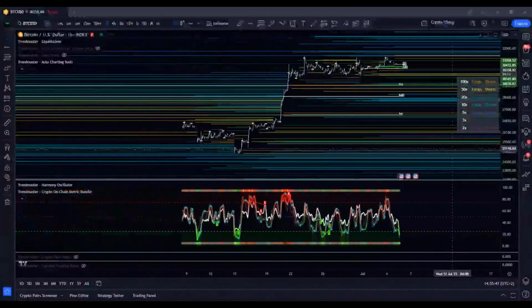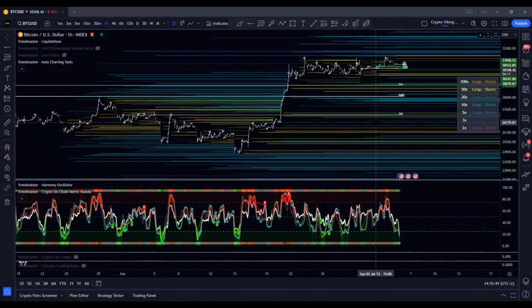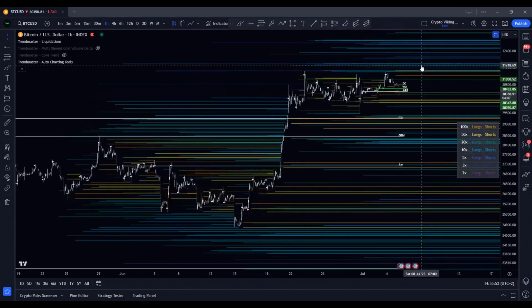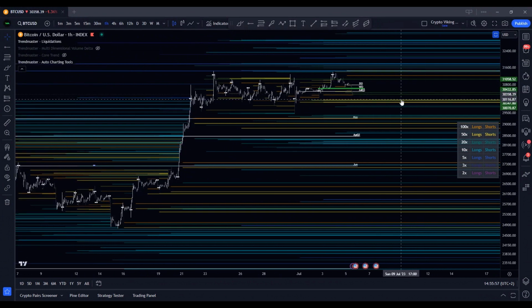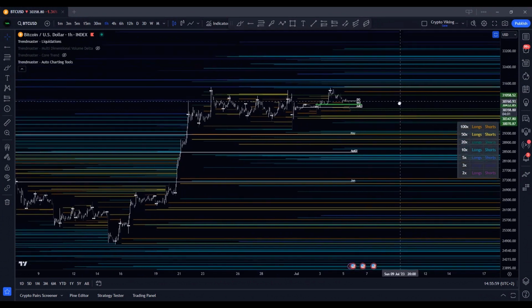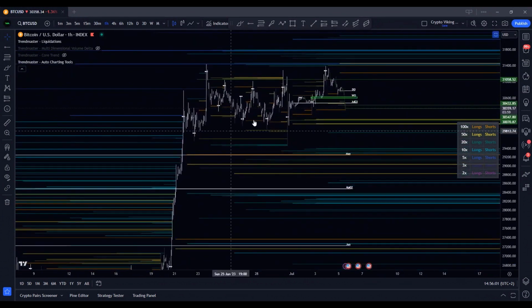Oh yeah. So here's the best way to target. Really simply, what do you look for? You look for clusters. So you look for pockets of liquidity that get taken, right?